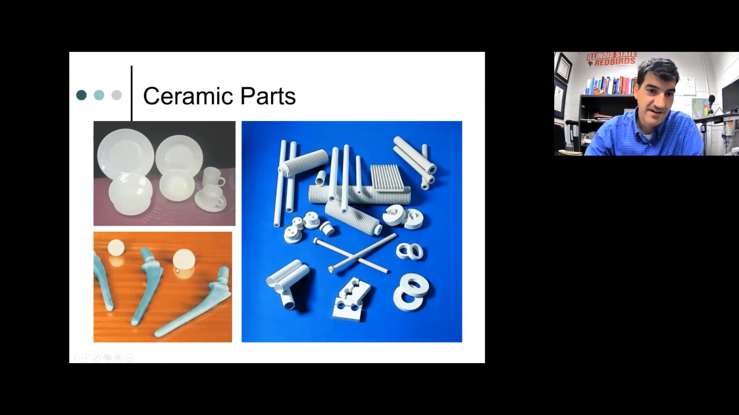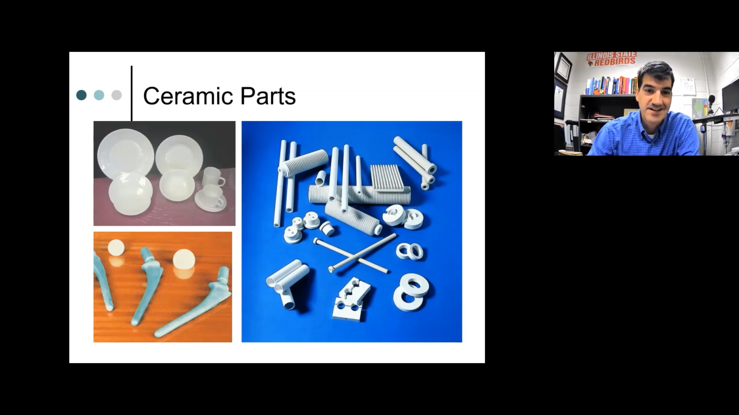And then over here, this is a little bit more difficult to see, but I can tell you that it is a prosthetic that goes in your body, and these are a ceramic ball for a ball and socket. So these would be either for a prosthetic hip or a prosthetic shoulder joint.